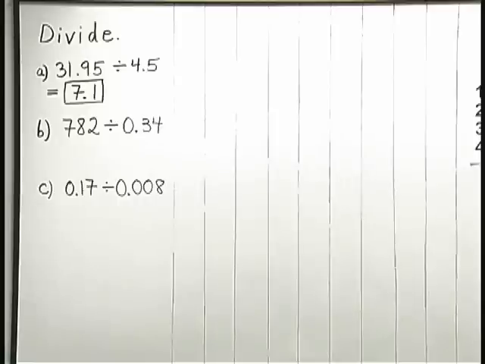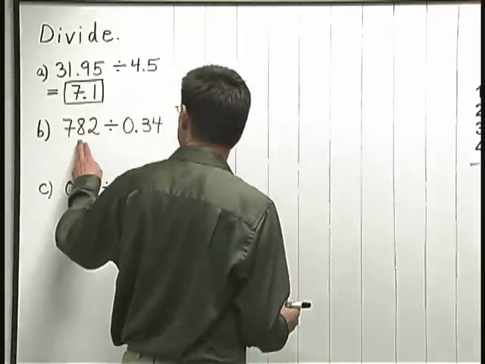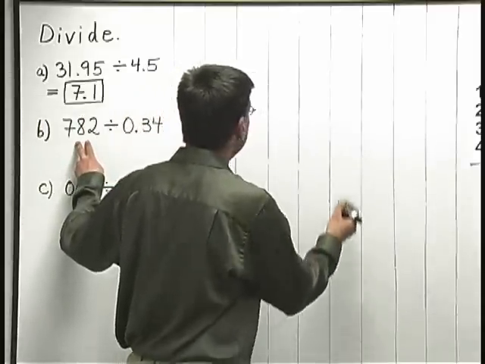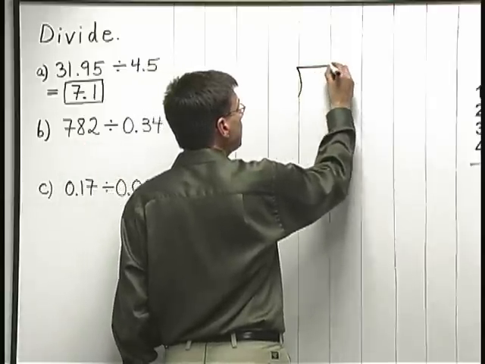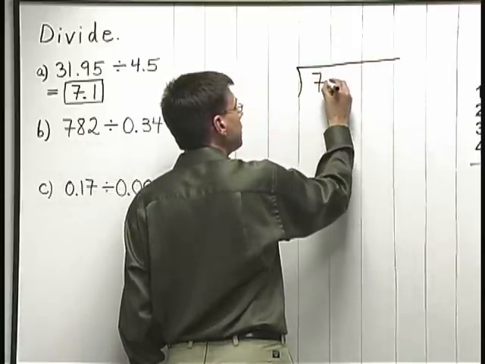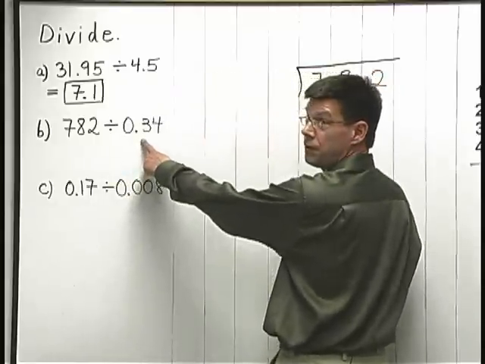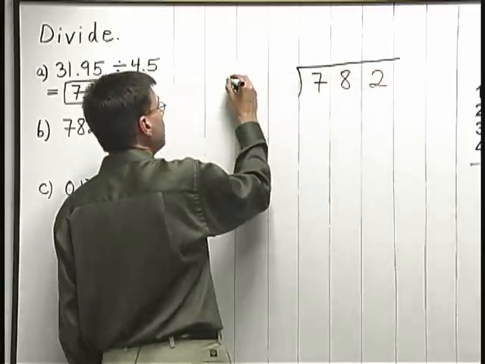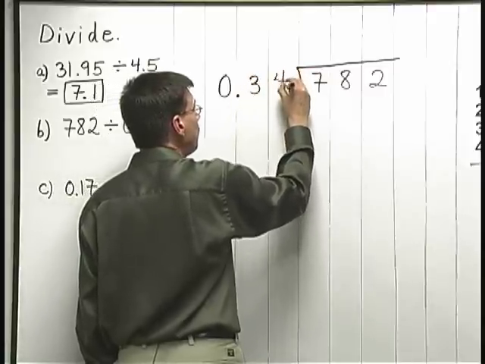Let's move on to the second problem, B, 782 divided by 0.34. Let's go ahead and set up the long division box. 782 goes on the inside of the long division box. Out in front goes the 0.34.